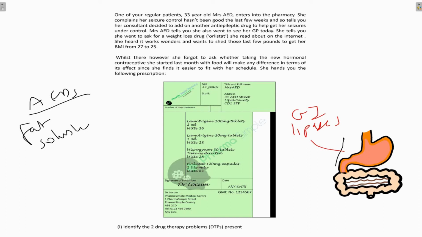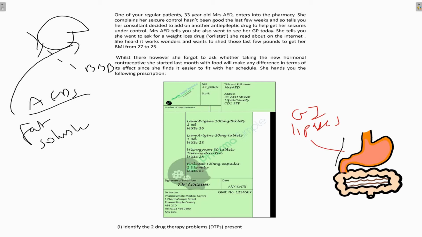Why do they have to be fat soluble? Well, in order for these antiepileptic drugs to pass through the blood-brain barrier, they have to be fat soluble in order to pass through. So if they're not fat soluble, they may not pass through. That's why the majority of antiepileptic drugs tend to be fat soluble.